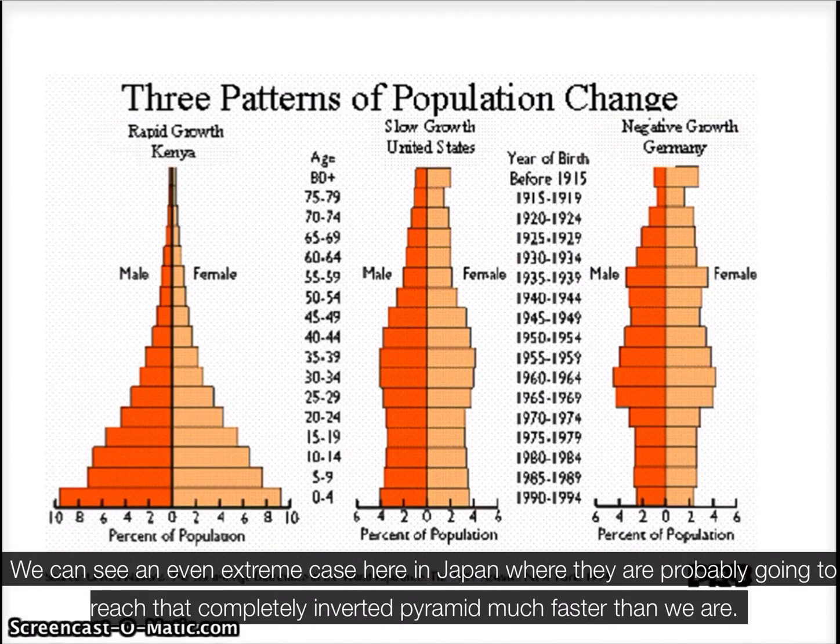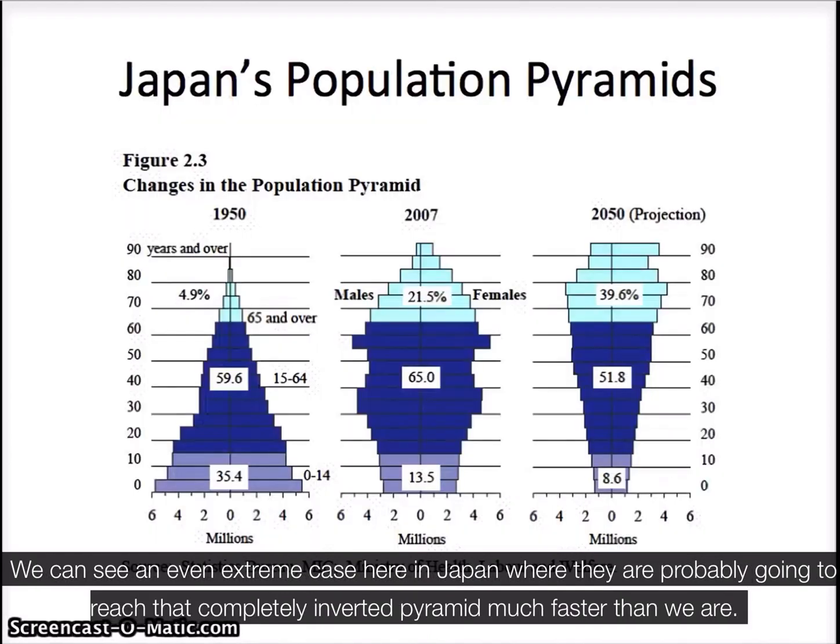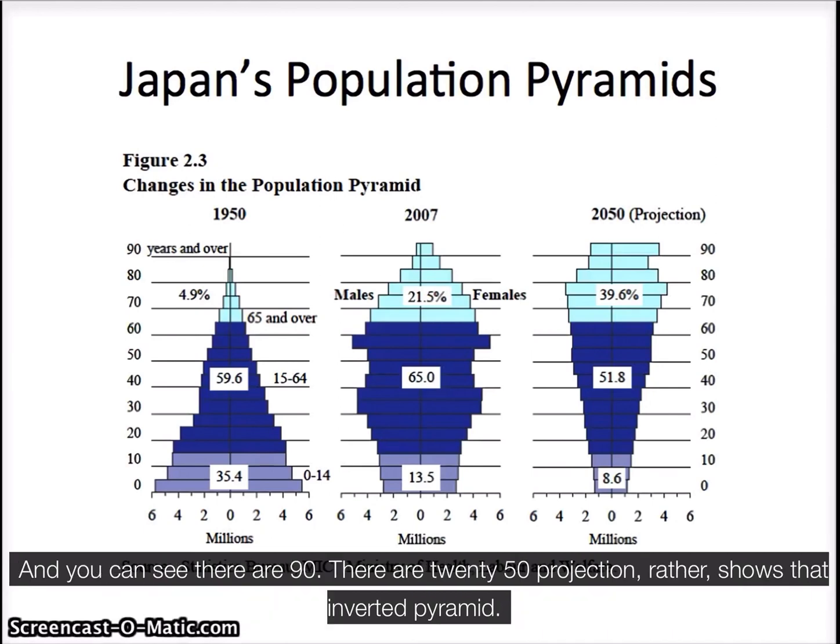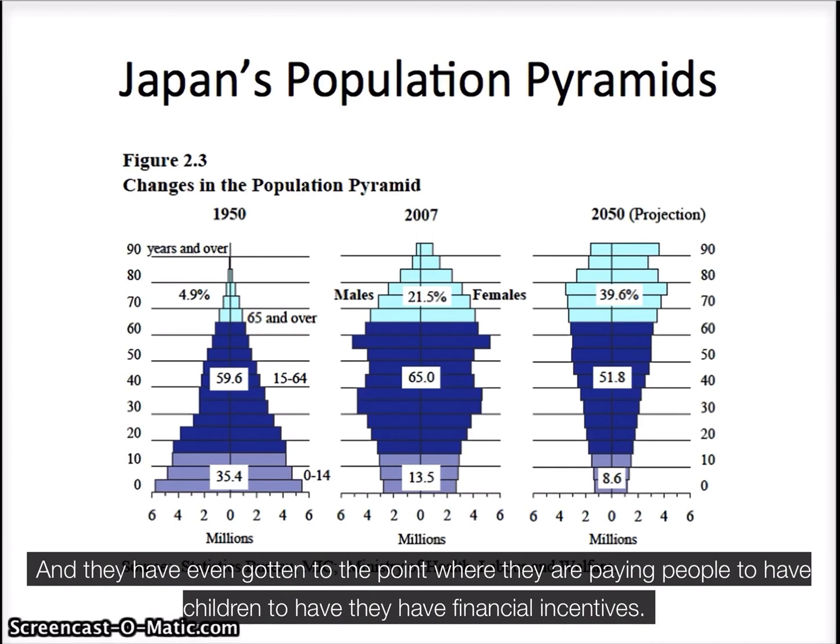We can see an even more extreme case here in Japan, where they are probably going to reach that completely inverted pyramid much faster than we are. You can see their 2050 projection shows that inverted pyramid. And they have even gotten to the point where they are paying people to have children, they have financial incentives.